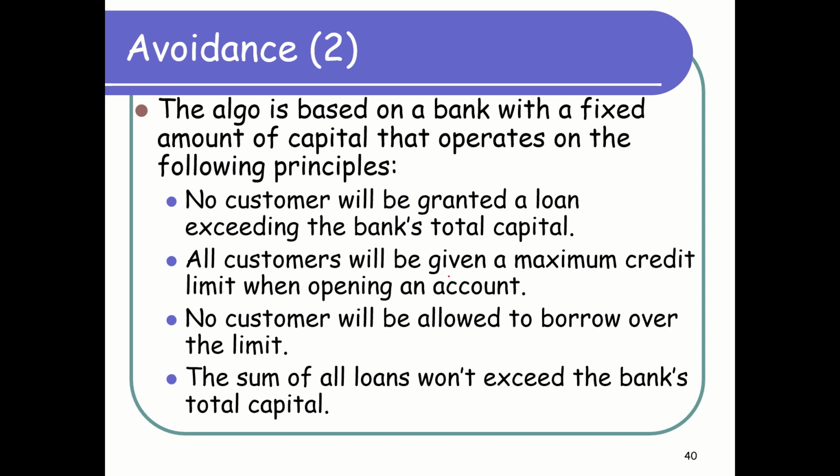All customers will be given a maximum credit limit when opening an account. No customer will be allowed to borrow over the limit. So customer A, your borrow limit is 5,000. If he tries to borrow 10,000, it will not be allowed. The sum of all loans won't exceed the bank's total capital. Like customers A, B, C total 20,000, and the bank has 30,000, so the bank can loan to all these customers.